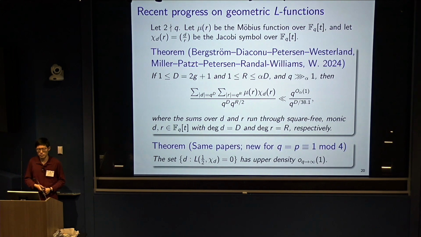So this is the family of quadratic Dirichlet L functions over a function field. Let Q be an odd prime power, and let mu be the function field version of the Mobius function, and then let chi d be the usual Jacobi symbol, conductor D. Then what Petersen et al. showed, they resolved essentially the moments conjecture for arbitrarily large moments as long as Q is large enough in terms of the moment that you take.